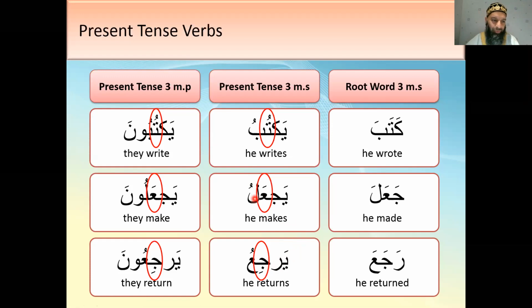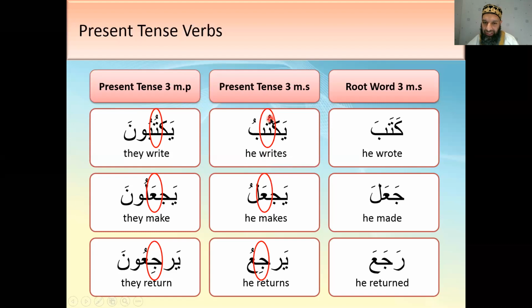No. No. Yes. Yes. Okay. So I'll say it again, inshallah. Right. So this third letter, basically just accept it.